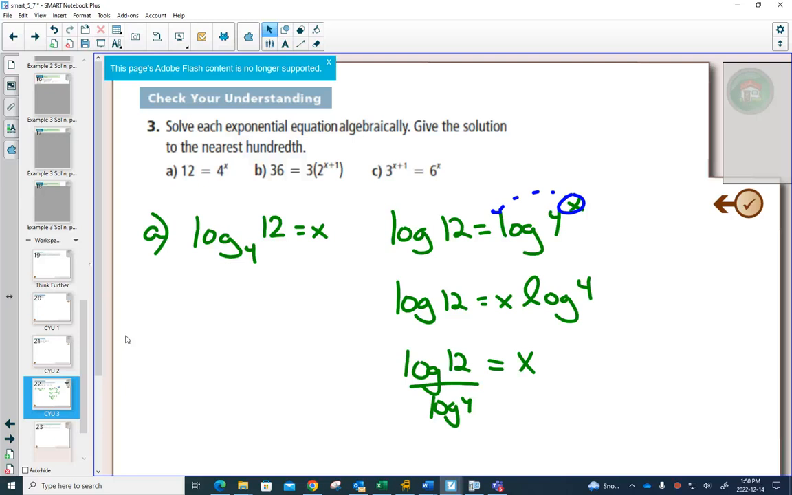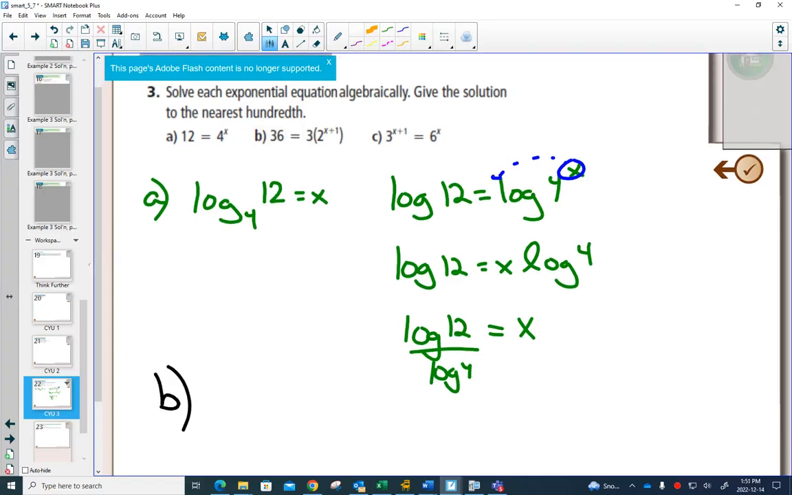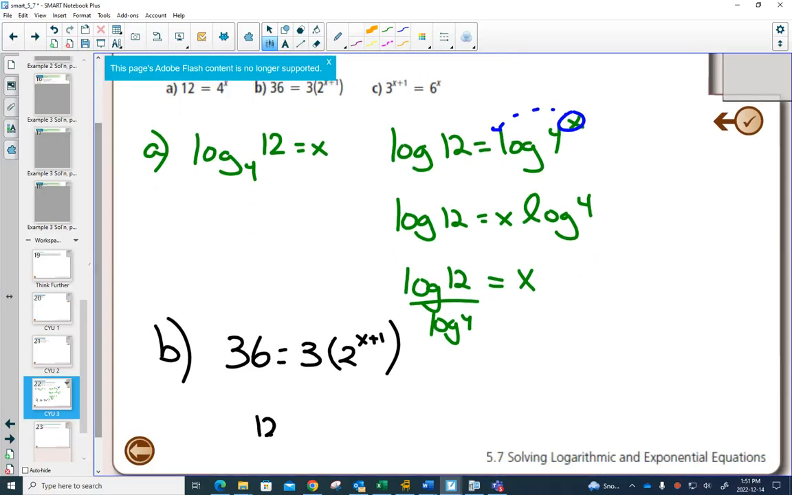All right, part B. Part B, when you only have the x's on the one side, we only have the exponent on the one side, I would say you're going to have an easier time if you take the time to combine like terms or divide both sides by 3, get the power by itself. And you see this one works out nicely. I can just divide both sides by 3, and then I get 12 equals 2 to the x plus 1. So much easier to work with if I take that time at the beginning.